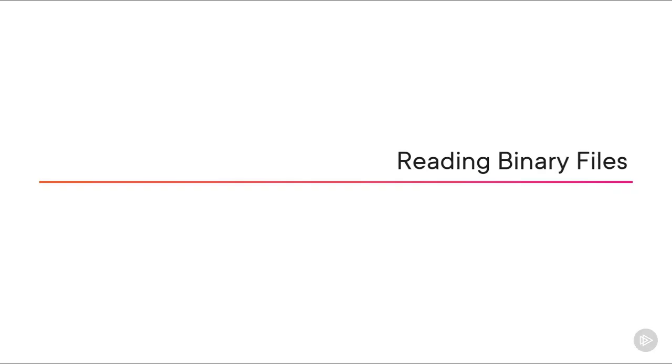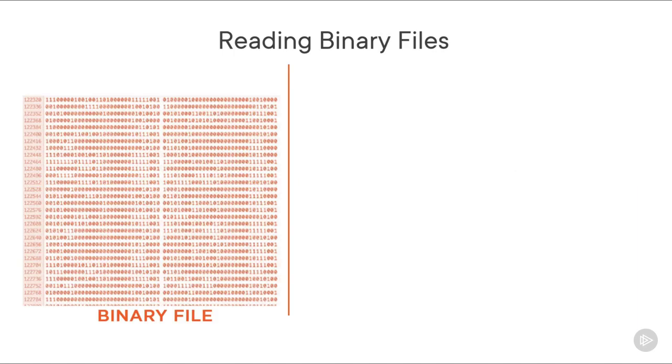We just talked about the difference between strings and byte objects. Now let's talk about reading binary files. And this is going to help close the loop on why we talked about strings and byte objects. So that's a representation of a binary file, aka a byte object.